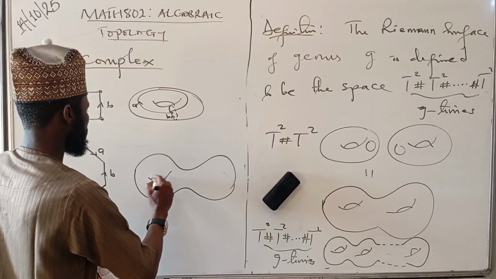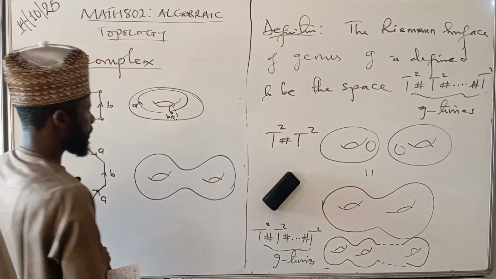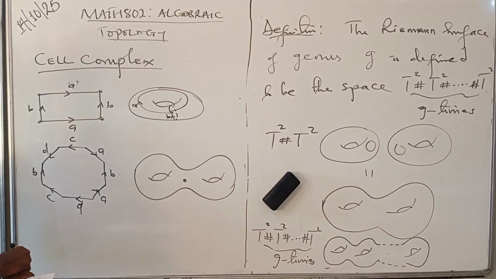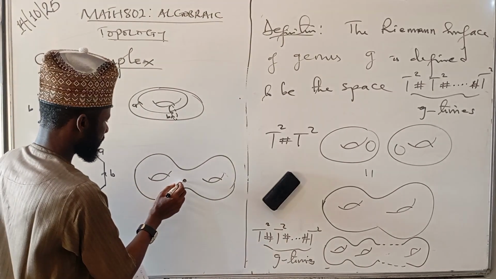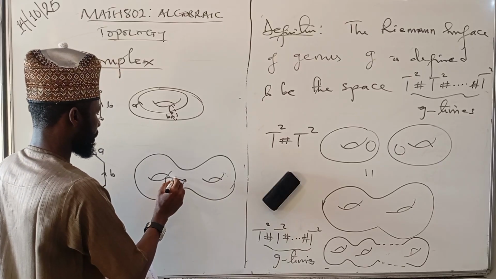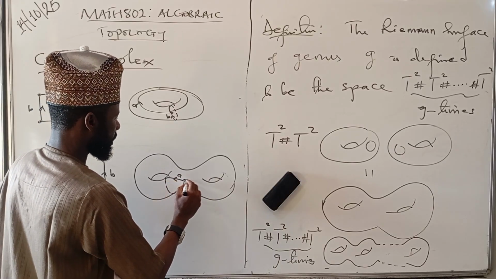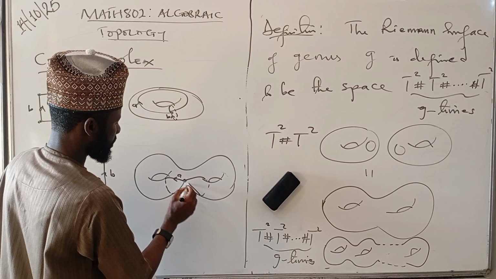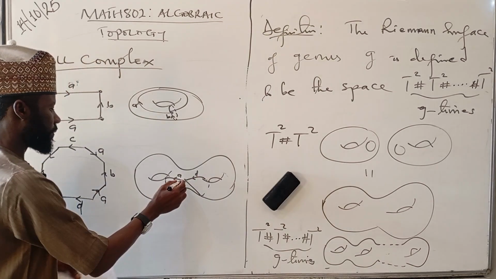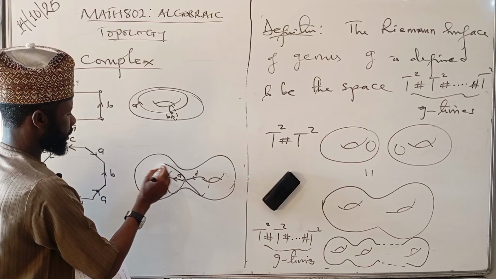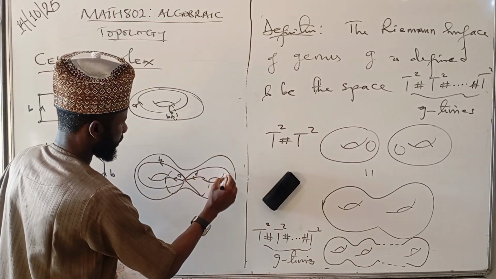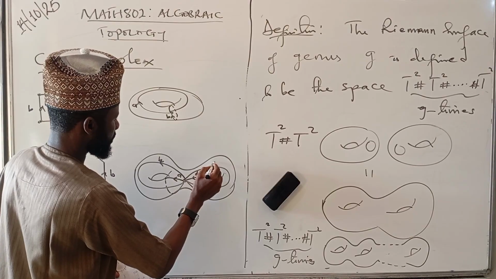That is a torus with two holes. And then it's as if you are starting with a single point, and then attaching an edge A and another edge D, and then you have from here this edge B, and you have this edge C.